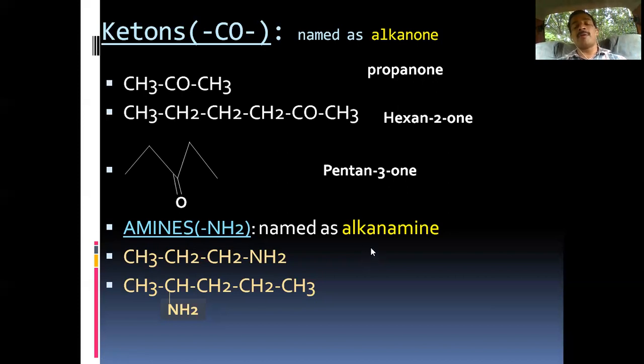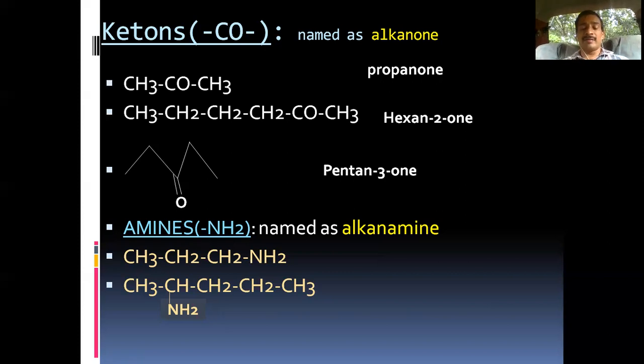Now the nomenclature of amines. Amines are named as alkanamines. Alkane, the terminal E is replaced by amine. What is the functional group? The NH2 group is the functional group. There are 3 types of amino groups: primary, secondary, tertiary. You will study it in second year in detail. There you have a chapter in organic chemistry about amines and diazonium salts. There you can study it in detail.